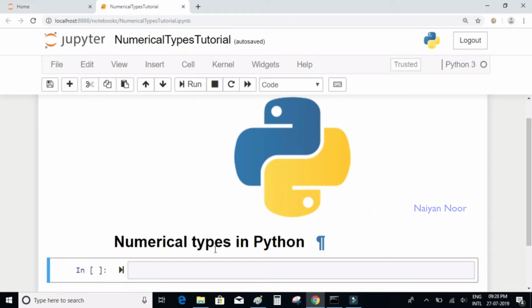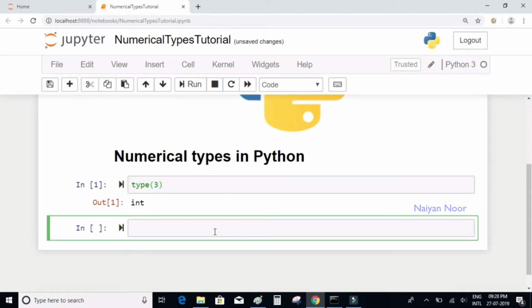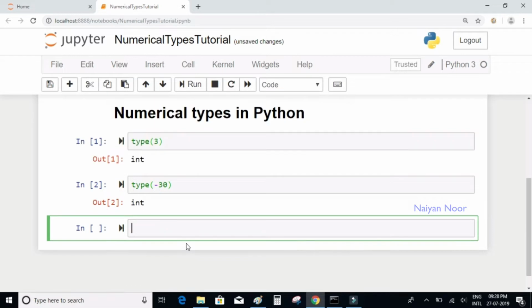There's a built-in function in Python called type, which basically tells us the type of a given value. So if I pass a number, it should return int, which is nothing but the integer. Let's try another one: type of -30, which should also be an integer.